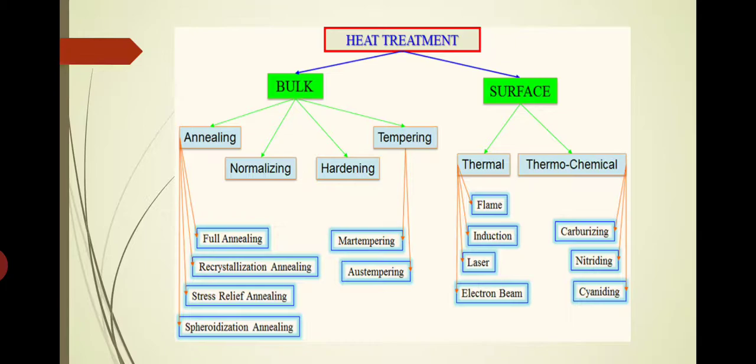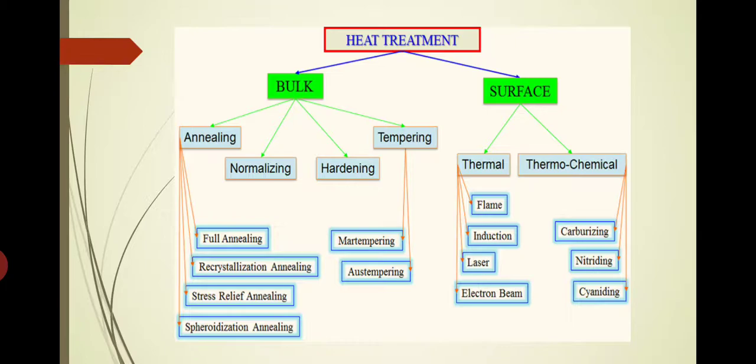Heat treatment is basically classified into two, that is bulk heat treatment as well as surface heat treatment. Bulk heat treatment means the entire structure, or if it is a machine part of huge size, the entire body of that huge machine component will be heat treated. So every point within that particular body will obtain the benefit of the heat treatment. That is what bulk heat treatment is.